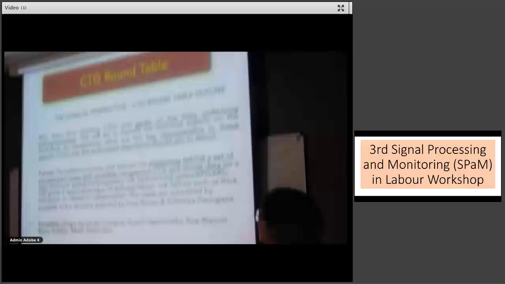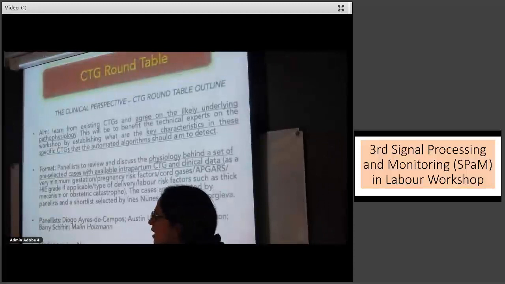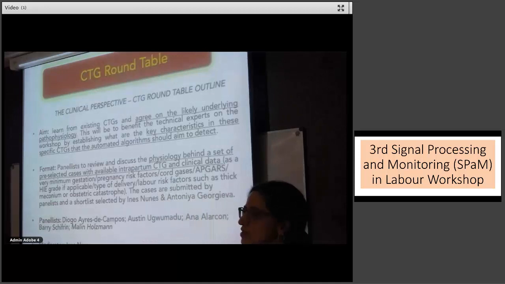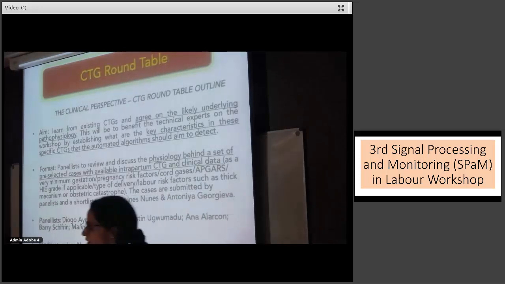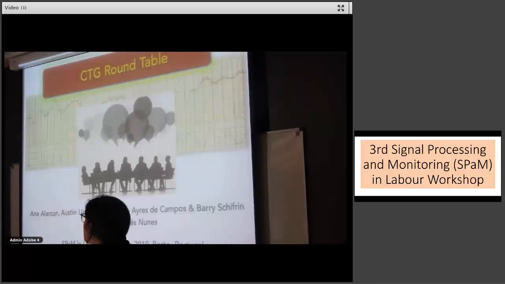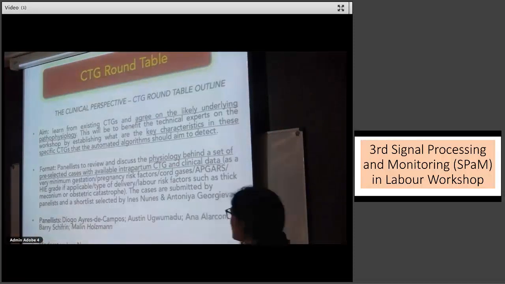Well, what I would like you to do is, in a comprehensive way for people who are not clinicians, show key characteristics in specific CTGs that automated algorithms can actually aim to detect and increase the clinical capacity to predict or to prevent some prenatal less positive outcomes.